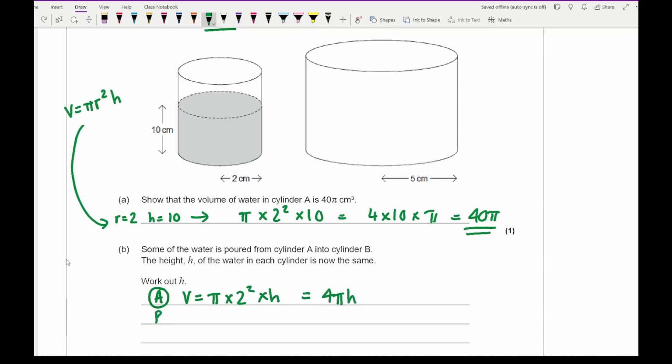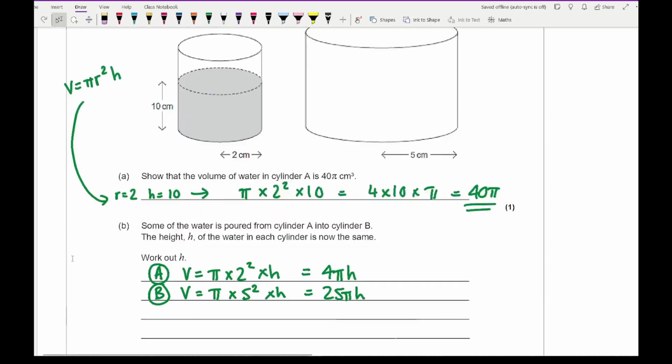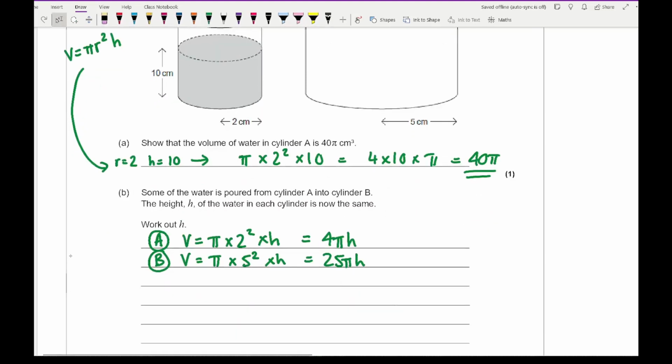And if we do the same for B, where the radius is 5, the volume is going to be pi times 5 squared, and we don't know what h is, so that's going to be 25 pi h. Then what we need to do is work out the combined volume. So the combined volume is going to be 4 pi h plus 25 pi h, which equals 29 pi h.